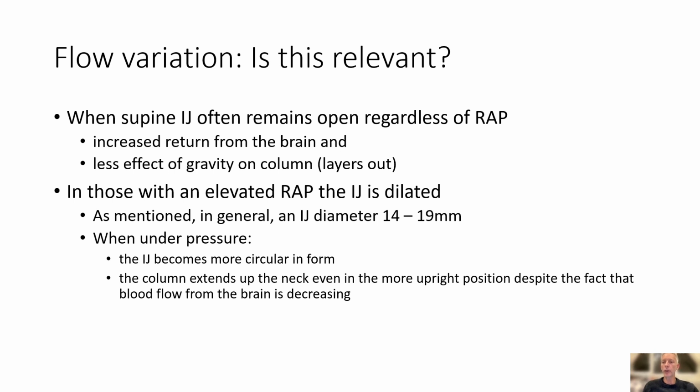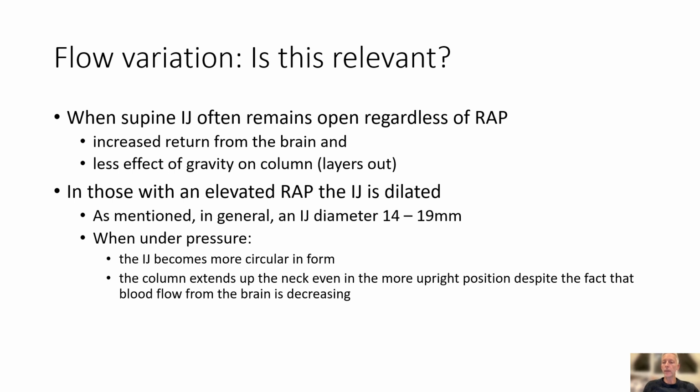It is crucial that the clinician is able to differentiate between layering and jugular venous distension. For now, the message is, when supine, the IJ often remains open regardless of right atrial pressure. However, it is not distended. The volume within the IJ is layering out. This is due to the increased return from the brain and less effect of gravity on the column.